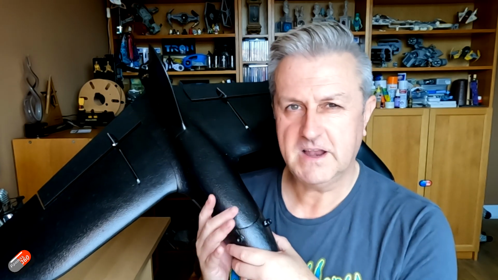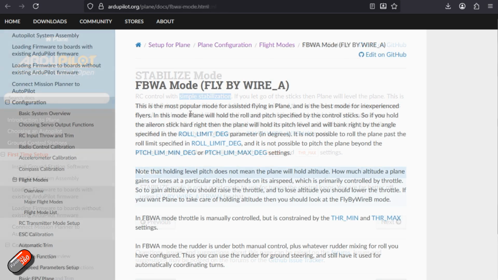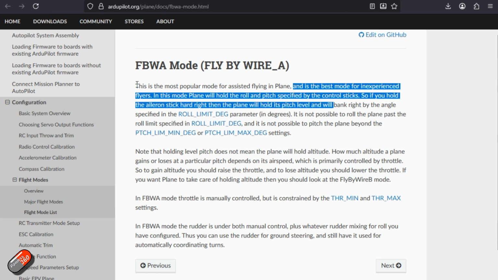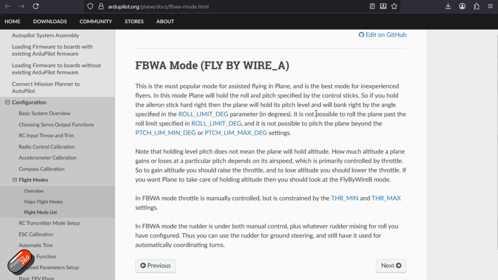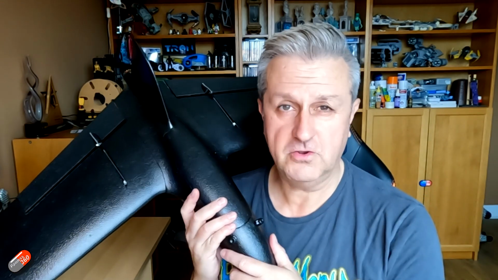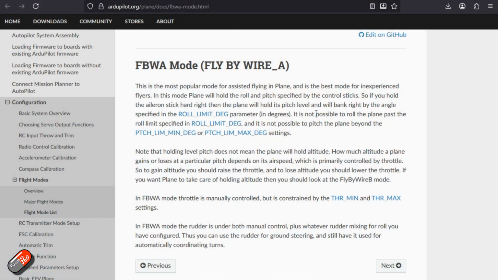However, if we look at something like fly-by-wire A, then you'll see that actually this is quite a complicated advanced mode. It's a very popular mode, and the reason it's very popular is because RD Pilot is doing a lot of the hard work for you as a pilot. There's also fly-by-wire B, FBWA, but fly-by-wire A is probably the one that most pilots will fly in when they play around with RD Pilot.